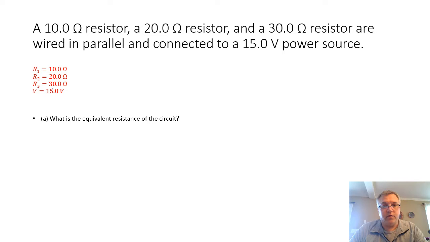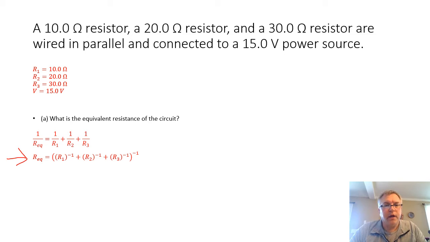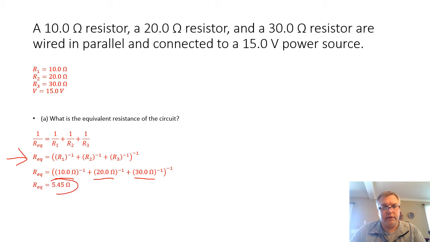So again, with the equivalent resistance, because it's a parallel circuit, the inverse of the equivalent resistance is equal to the sum of the inverses of the individual resistors. And if we want to put that in our calculator friendly way, we would write it like this, and then we just need to insert our resistances. So we have 10 ohms, 20 ohms, and 30 ohms. And once we do that, we should get an equivalent resistance of 5.45 ohms.